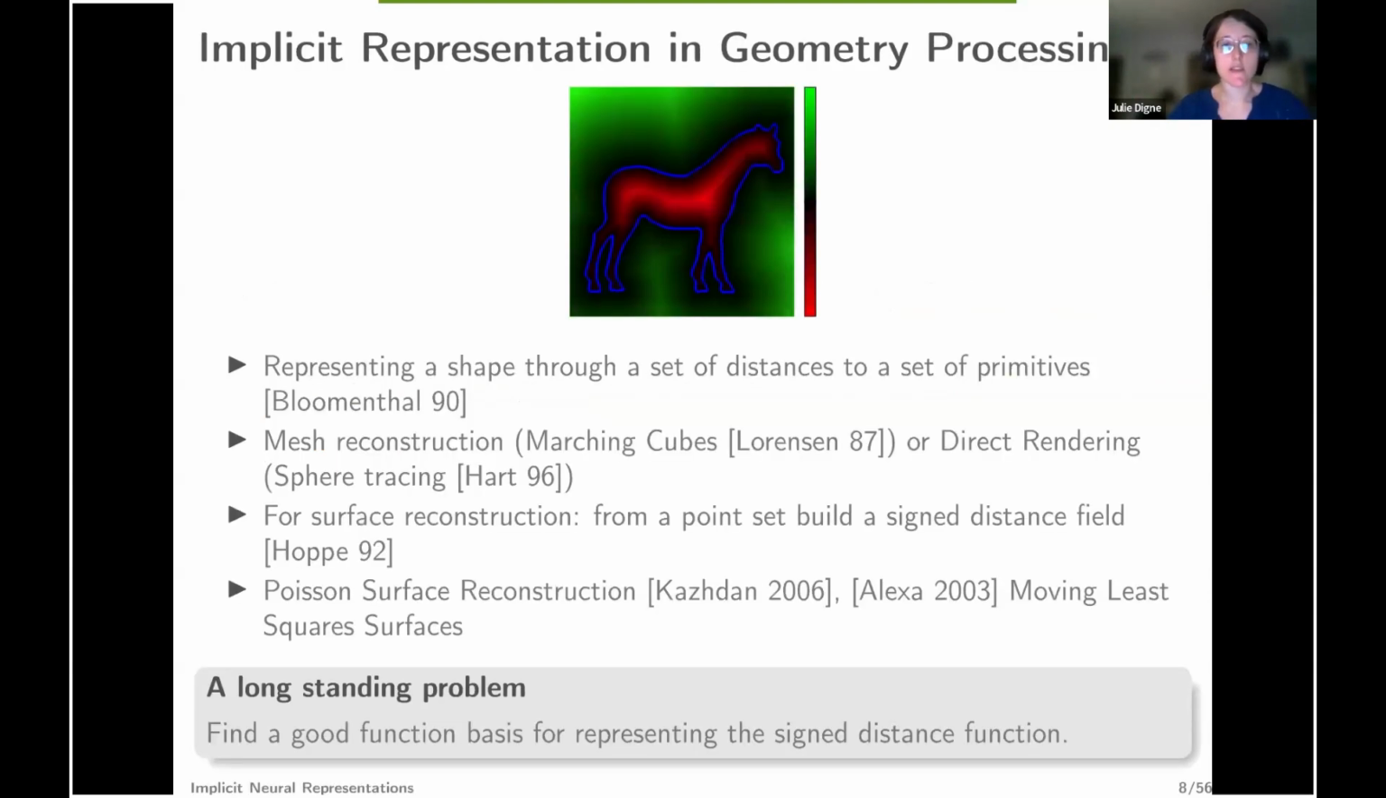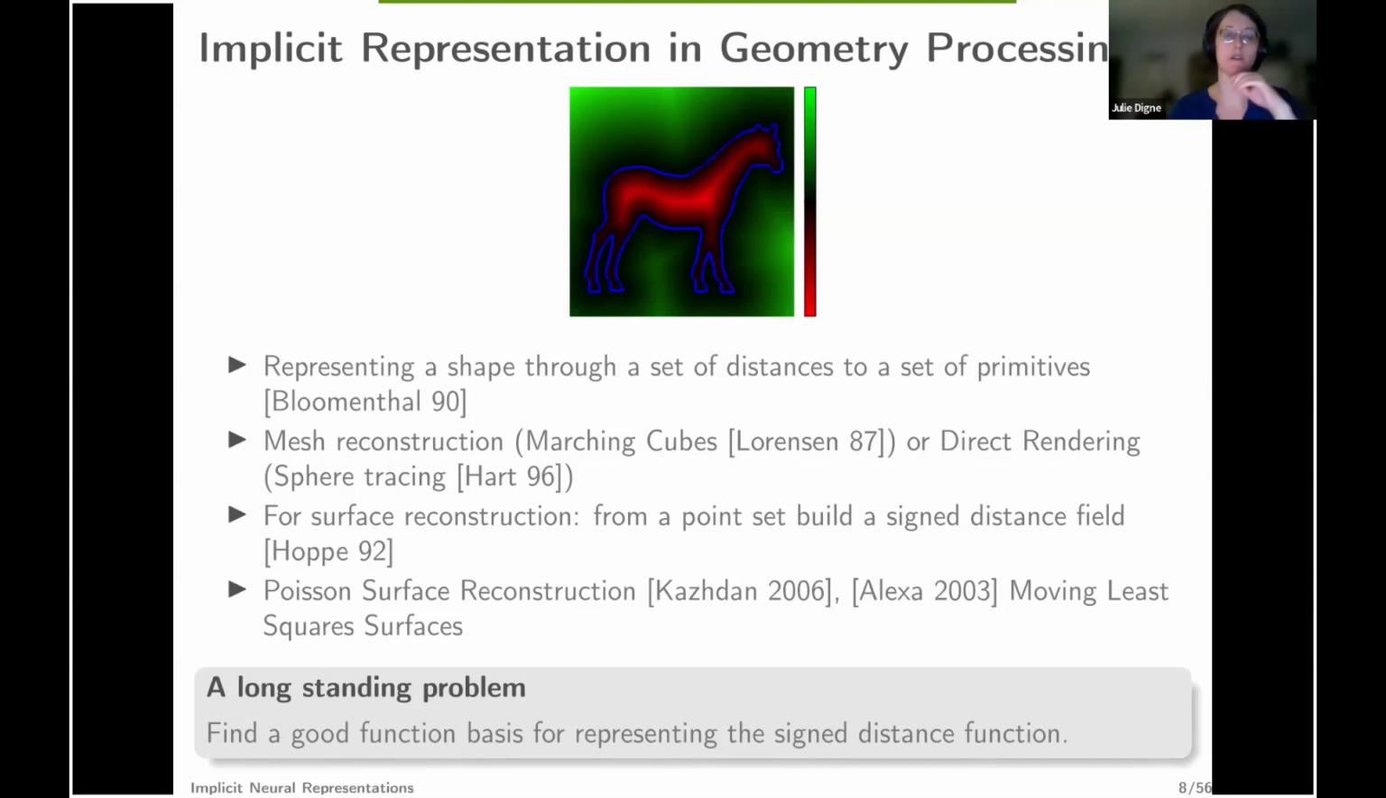Implicit representation is not something which is new. It has been used for a very long time in geometry processing and in shape design. For example, for constructive solid geometry, you will combine primitives to build a shape out of their implicit representation, and represent the shapes through these primitives. Then in geometry processing, there's a whole domain which deals with reconstructing a mesh from a set of points. And the most efficient methods in that area first build some implicit field, so some 3D function defined in the ambient space, and then you use marching cubes to extract the 3D mesh.